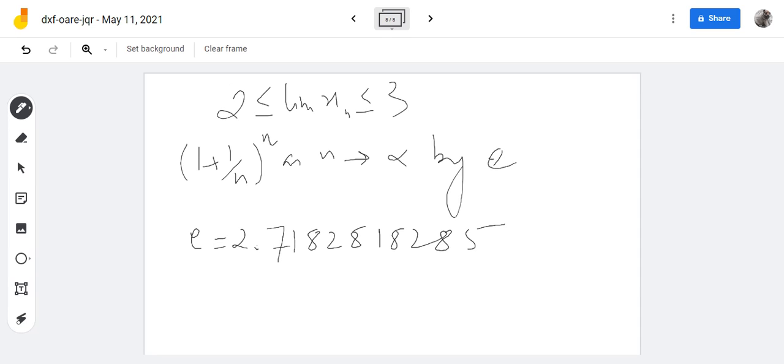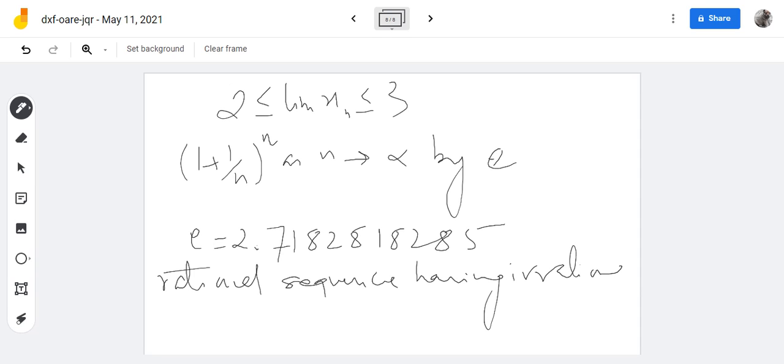Okay, so why I'm trying to solve this example is that this example is an example of a rational sequence having an irrational limit.